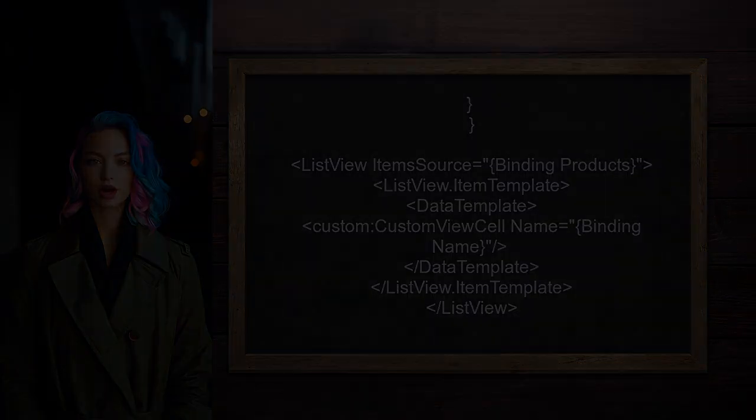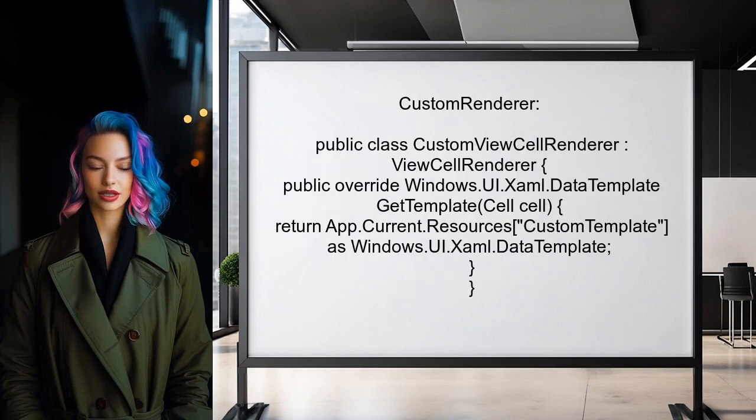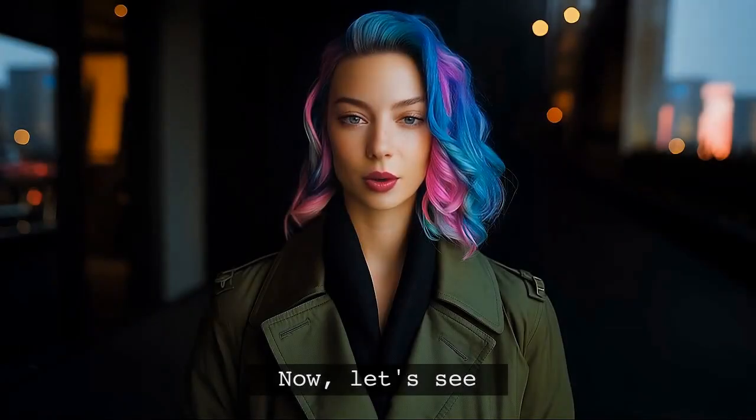without black cells. In the app.xaml file, define the data template style for your custom view cell. This includes setting up a grid with a text block to display the name. Finally, implement the custom renderer to ensure that your list view uses the custom template, which resolves the black cell rendering issue. Now, let's see a response from a different user.